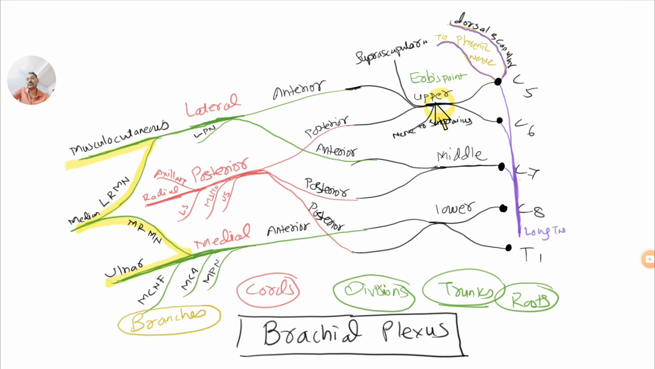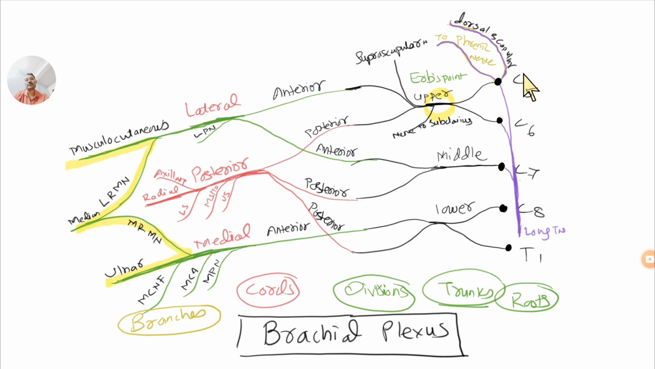There's a famous short note called Erb's paralysis. Repeatedly, you will see the question on Erb's paralysis, also known as Erb-Duchenne paralysis. So Erb's paralysis is this point where if there is damage, you will have a set of clinical symptoms, scenarios that will arise. So this is how you have to draw the brachial plexus.